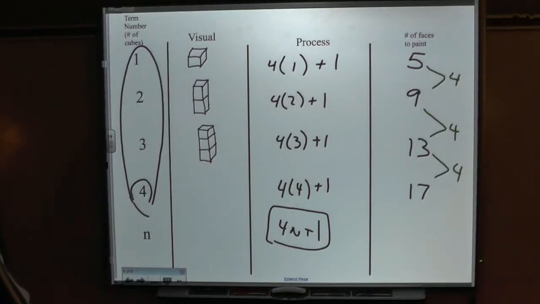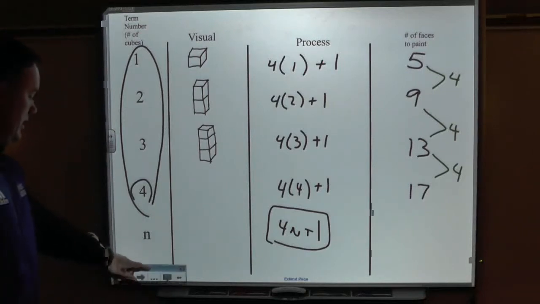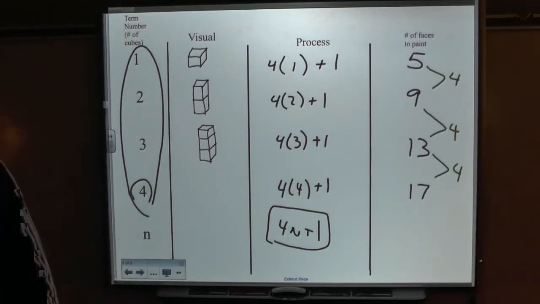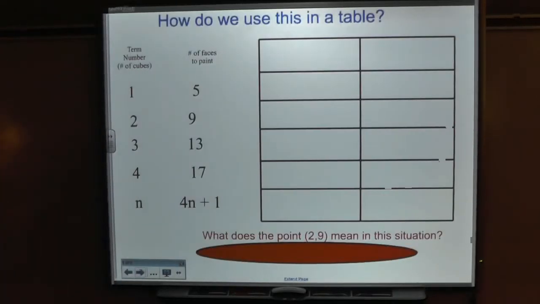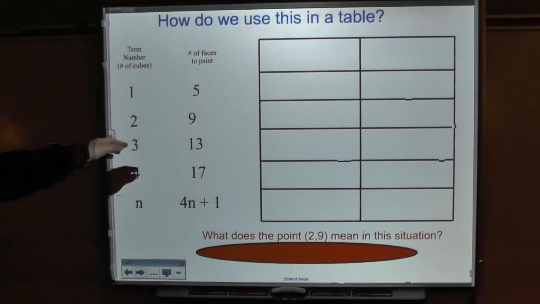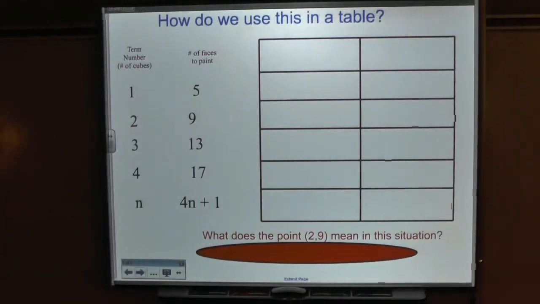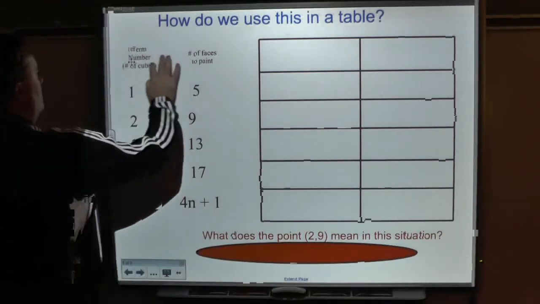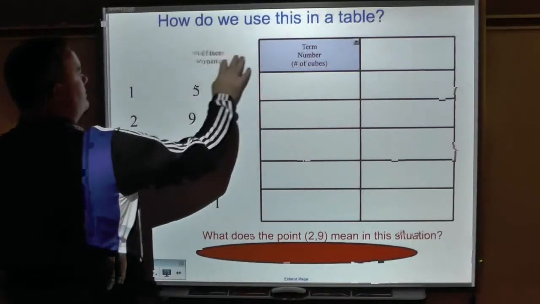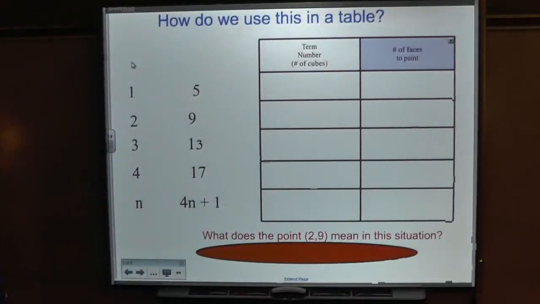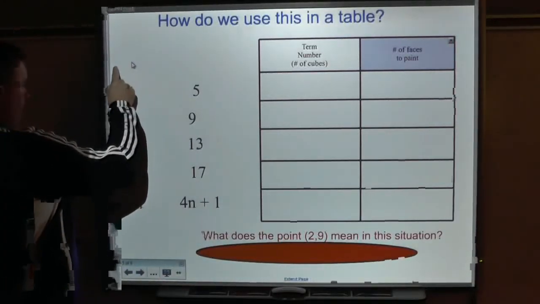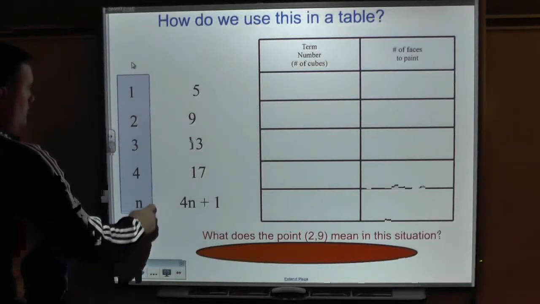Alright. Any questions? Well, I guess you can't tell me now. If you got any other questions, ask me about this in class. That should help out quite a bit. Next one. That same exact set. What does it look like in a table? Real simple. Number of cubes is your x-coordinate. Number of faces is your y-coordinate. Okay? All of this right here.